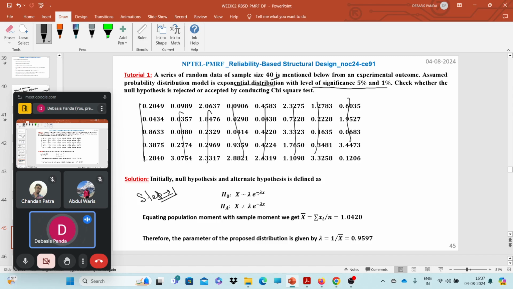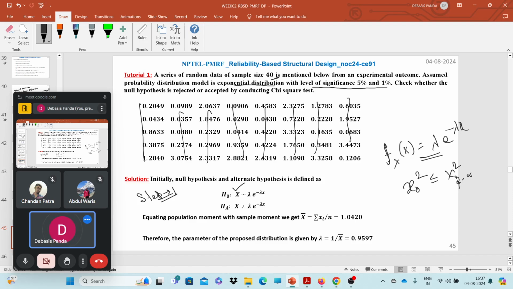So what is our null hypothesis? That means our data set will follow the said distribution function. Here the distribution function is the exponential distribution. What is the PDF of the exponential distribution? We all know it is lambda e to the power minus lambda x for x greater than or equal to 0, right? This is our null hypothesis, and the null hypothesis will be accepted when the chi-square value we calculate from this data is less than or equal to the chi-square value for that significance level and degree of freedom. We will calculate everything one by one.